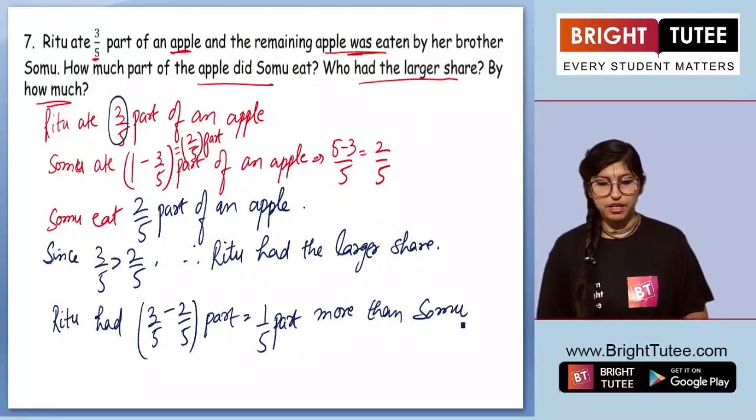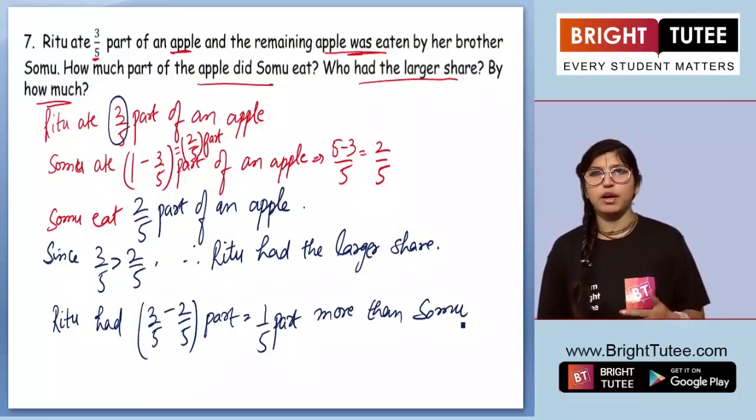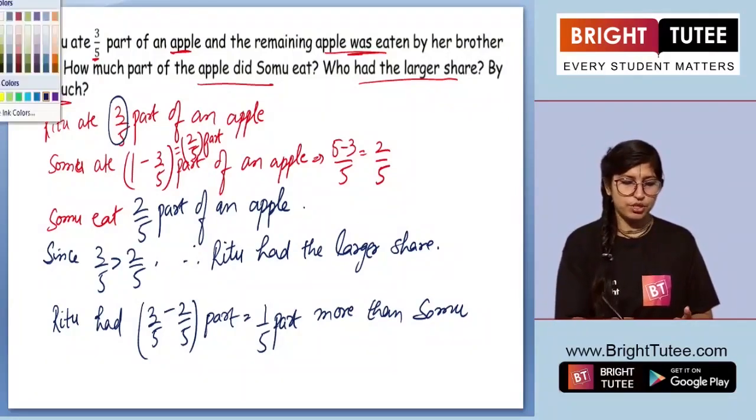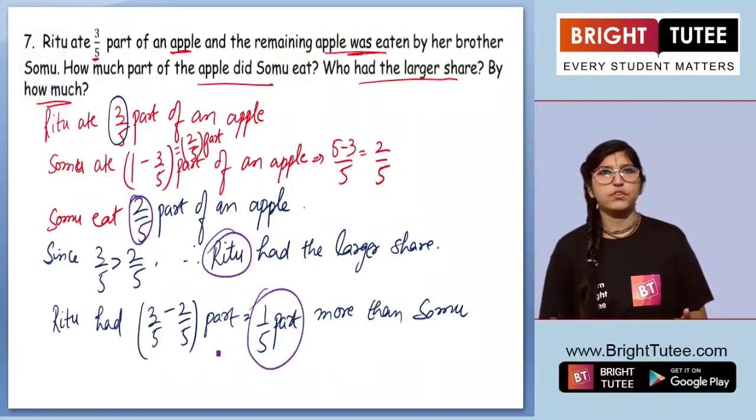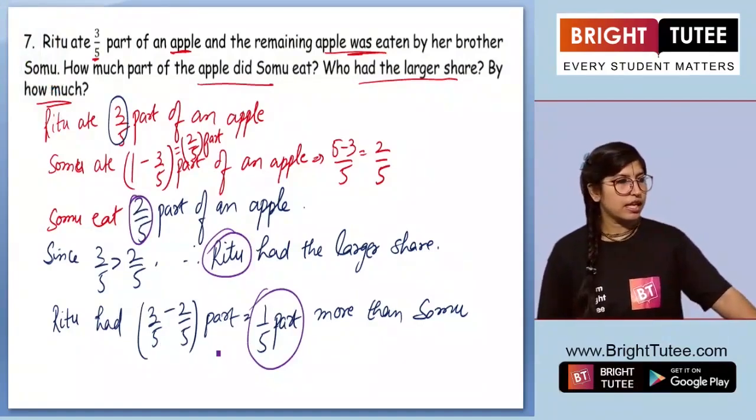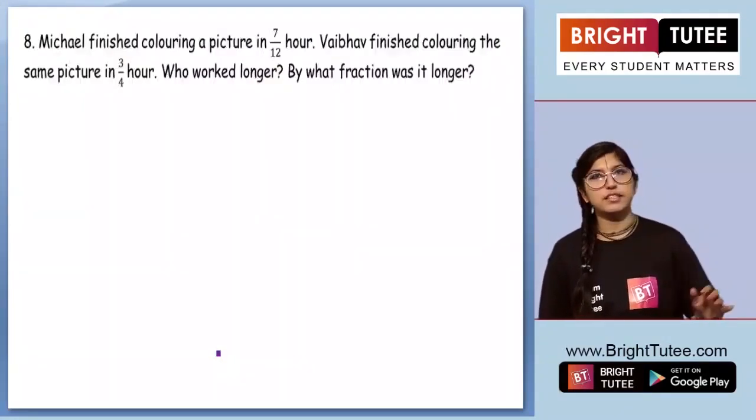So this is the first part, how much part of the apple did Somu eat. We have found it. Second one, who had the larger share and by how much. These are the 3 parts which we need to answer. So this was the first part, this was the second part and this was the third part of this question. Let's move on to the last question of this exercise.